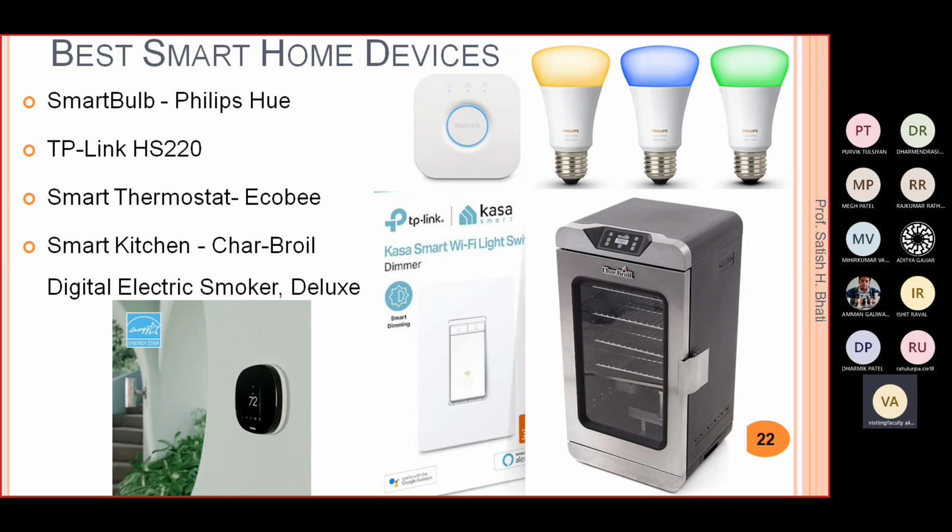Then the smart thermostat, so ecobee, that is one kind of smart thermostat, right. So it's one example. Many companies are producing this smart thermostat. You can see in the picture, where 72 degrees is written, right, which is on the left side bottom.